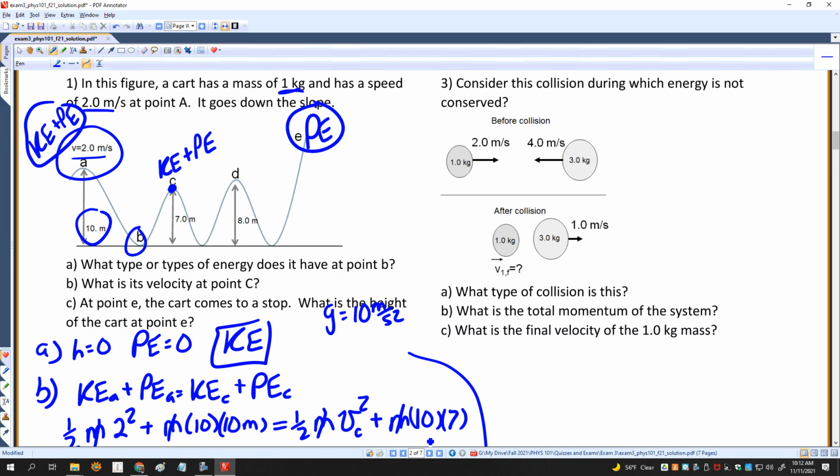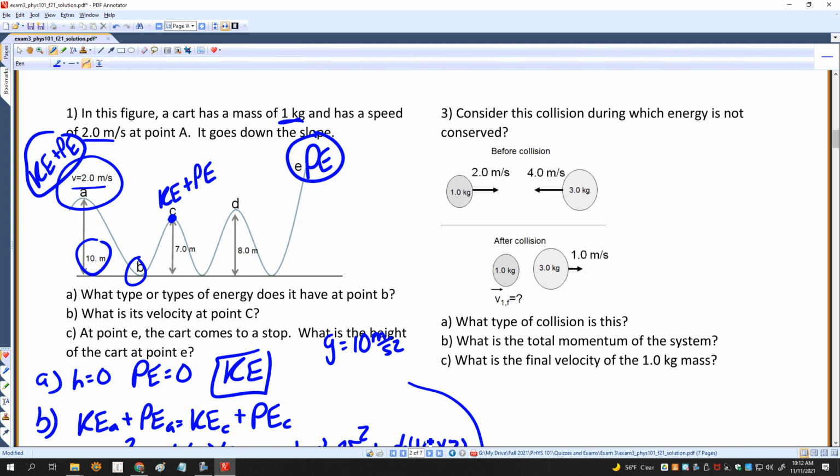I have a collision. First of all, I want to know what kind of collision this is. This is an inelastic collision. I know it's inelastic. That is, it does not conserve energy because there's actually contact between the two objects. So since it doesn't conserve energy, it's an inelastic collision, and it's not perfectly inelastic because they don't stick together.